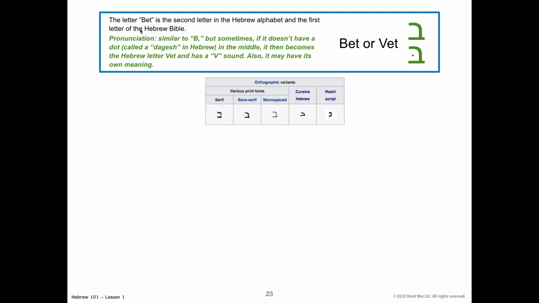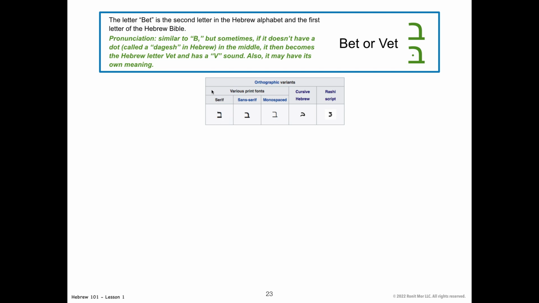So the letter bet is the second letter in the Hebrew alphabet and the first letter of the Hebrew Bible. Pronunciation similar to B, but sometimes if it doesn't have a dot called the gesh, that's the name of this dot, it then becomes the Hebrew letter vet as a V sound. Also, it may have its own meaning. So the letter bet actually on its own means something, okay?